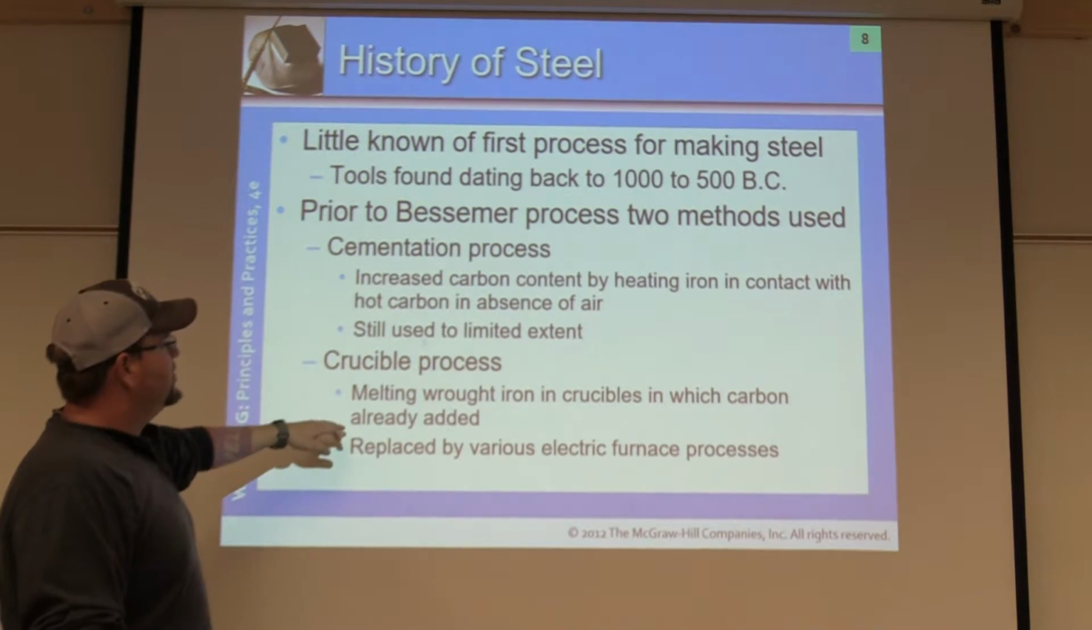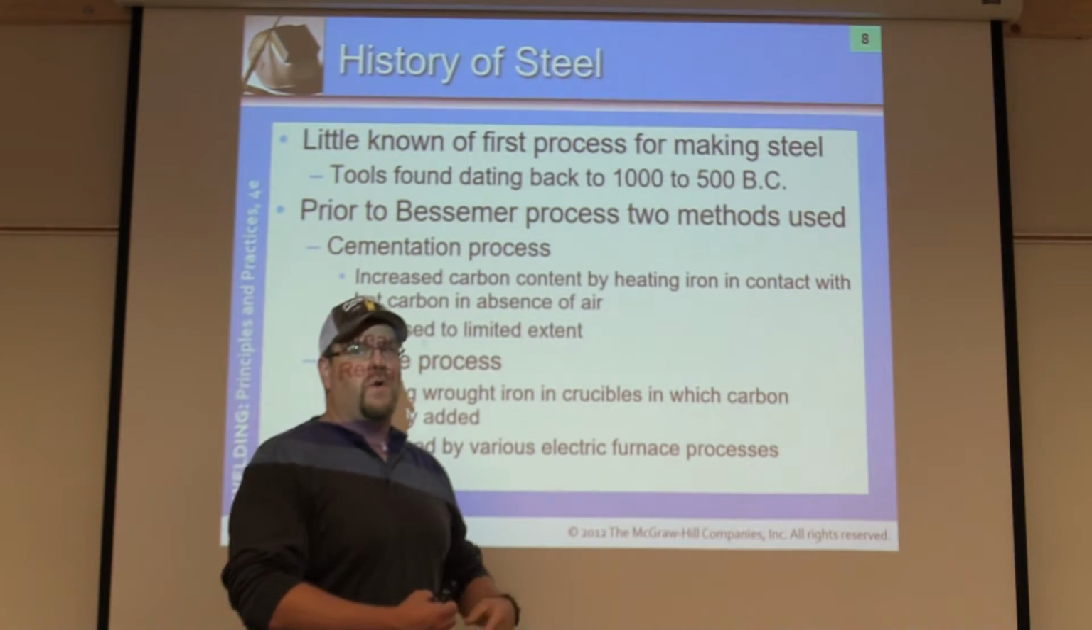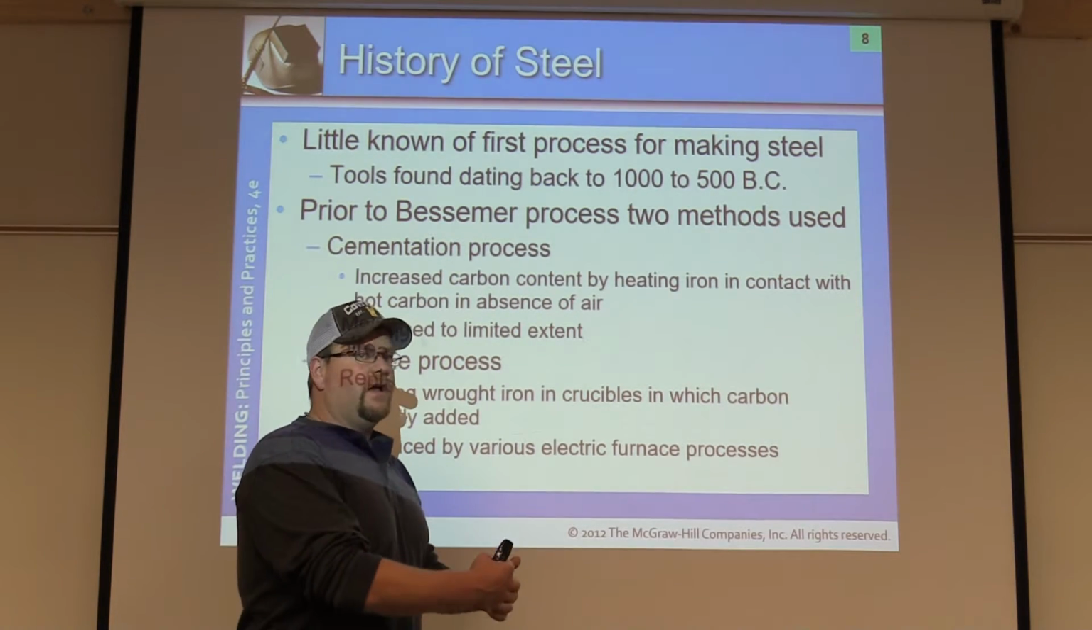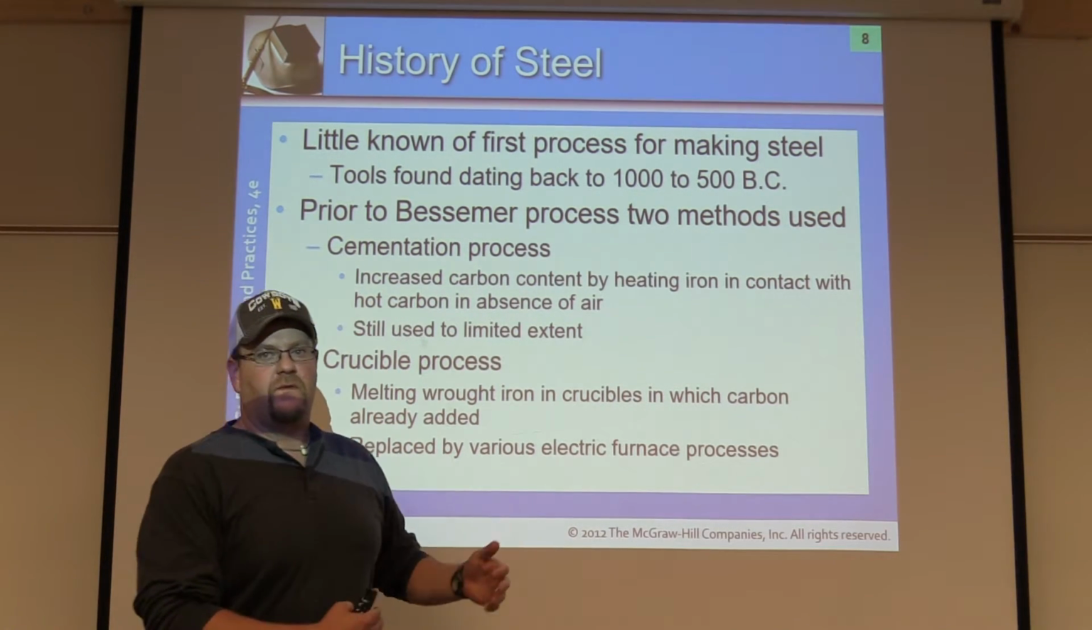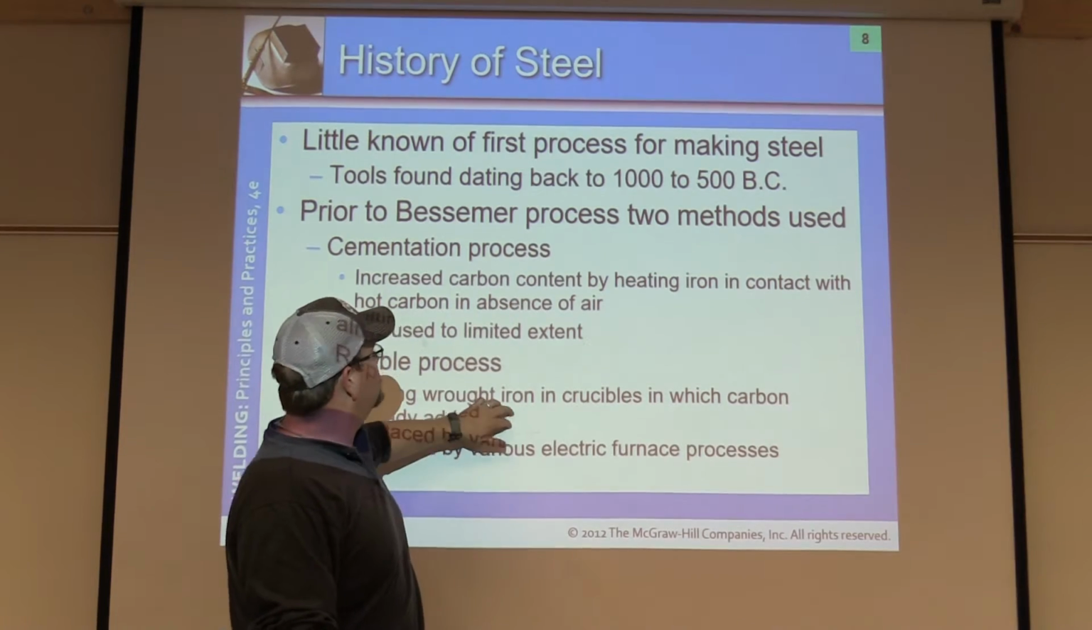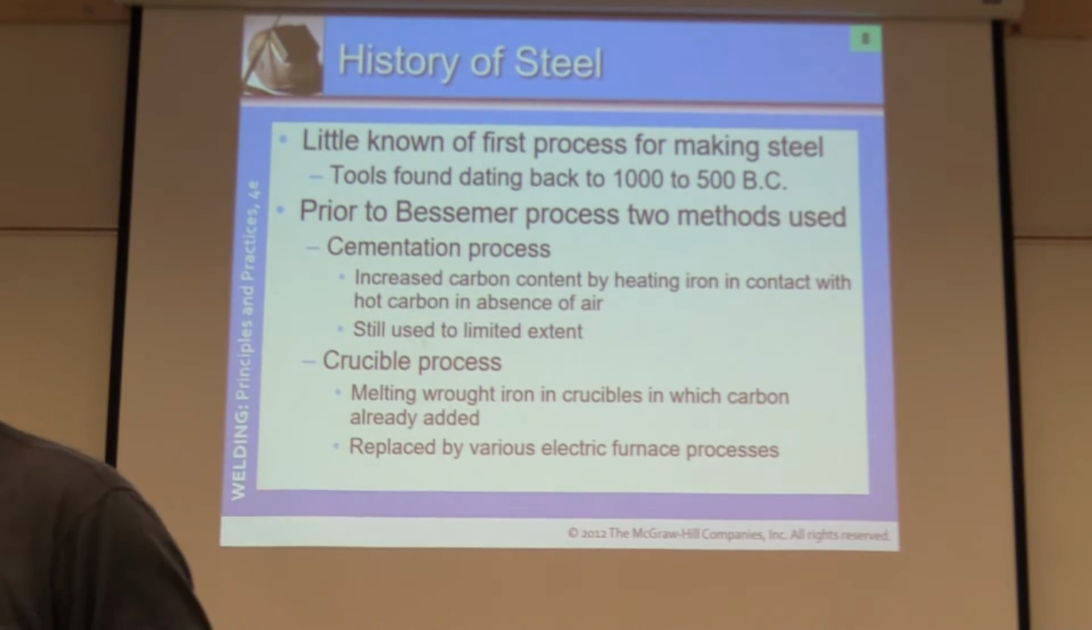The crucible process means that you're melting it and drawing it out as you're adding carbon to it. So it's kind of in a liquid form, so to say. One way to help keep these two separated. Okay?